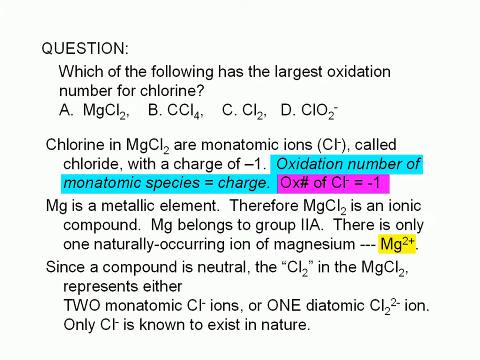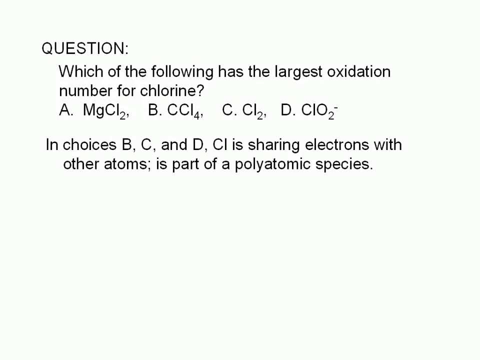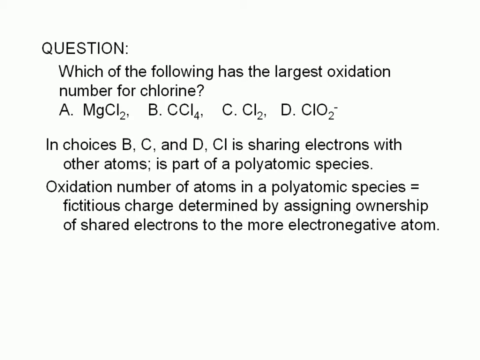Since a compound is neutral, the Cl2 in magnesium chloride represents either two monatomic chloride ions, each with a -1 charge, or one diatomic ion consisting of two chlorines with a -2 charge. Only the monatomic chloride ion is known to exist in nature. In choices B, C, and D, chlorine is sharing electrons with other atoms and is part of a polyatomic species. For atoms in a polyatomic species, the oxidation number is defined as a fictitious charge determined by assigning ownership of shared electrons to the more electronegative atom.